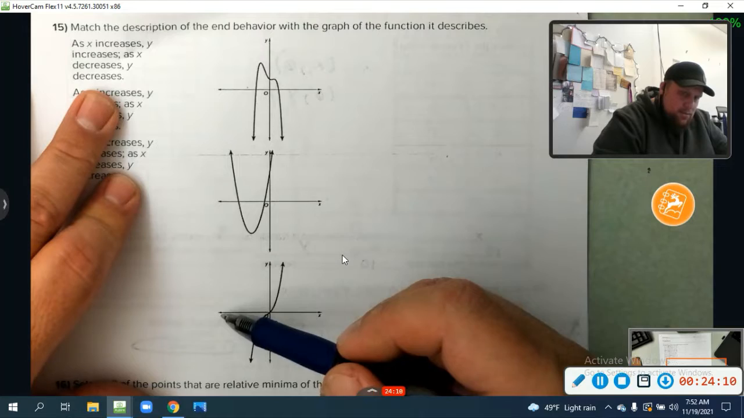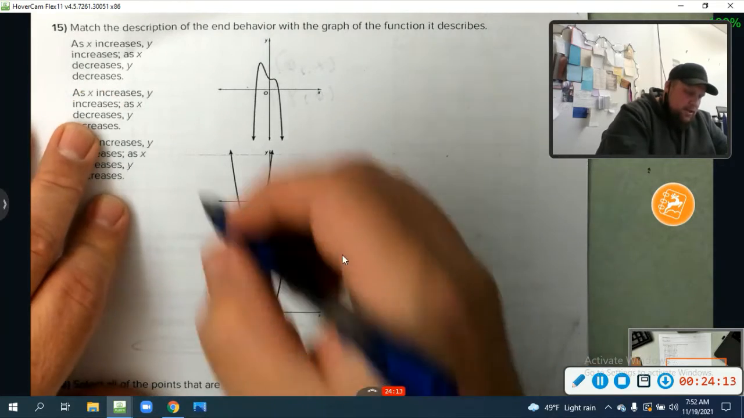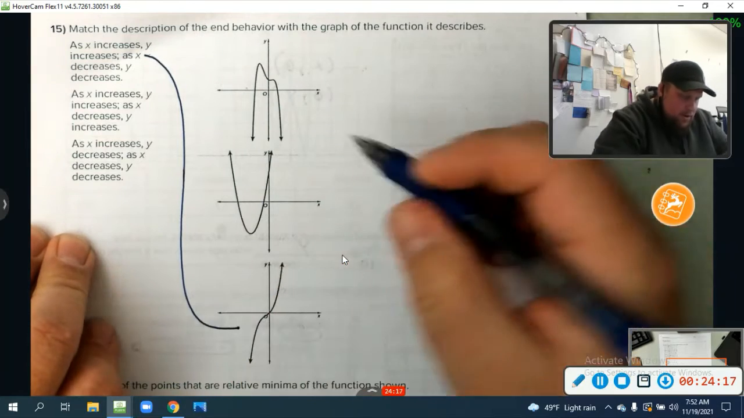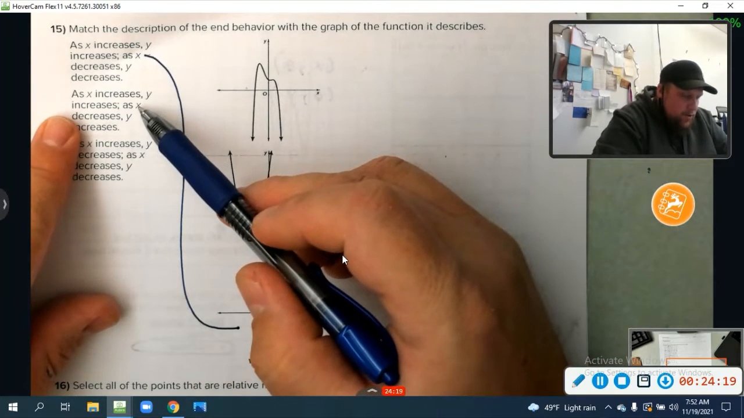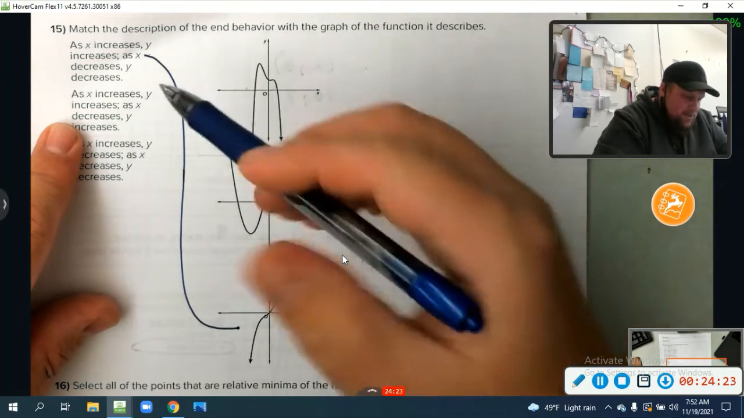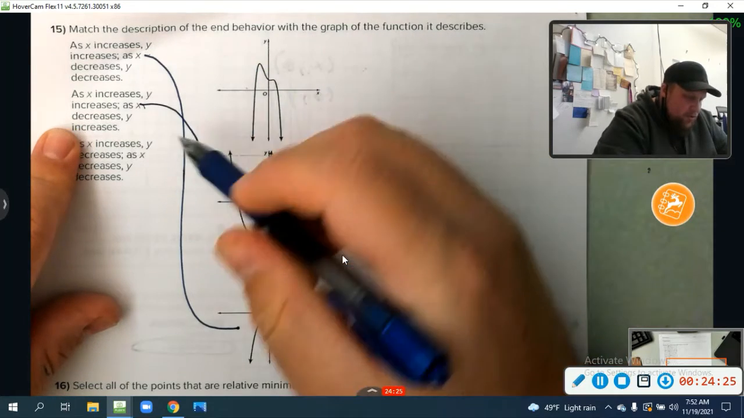As x gets smaller, y is going down. It's this one. So our first match goes here. As x increases, y increases. Well, we know it's not that one already, so we know it's this one. But let's finish it off and prove it.